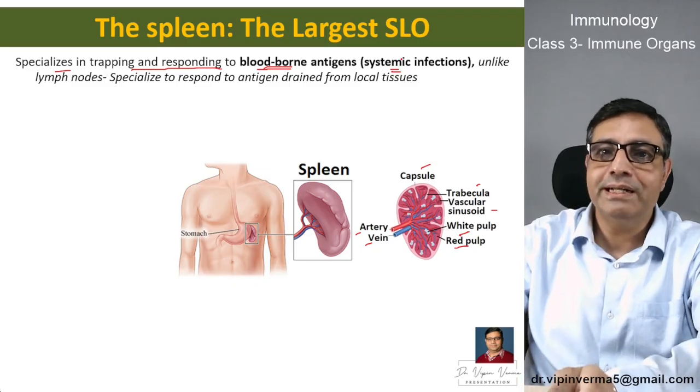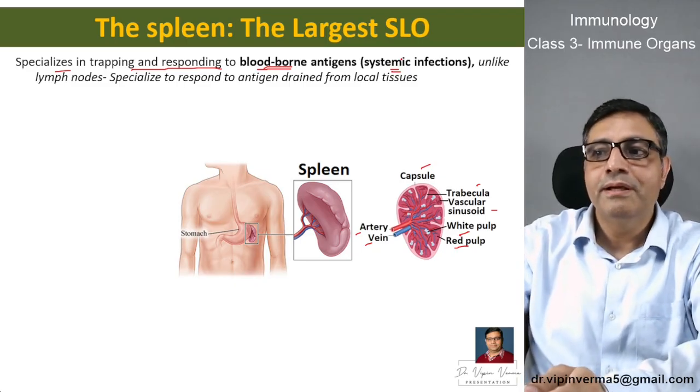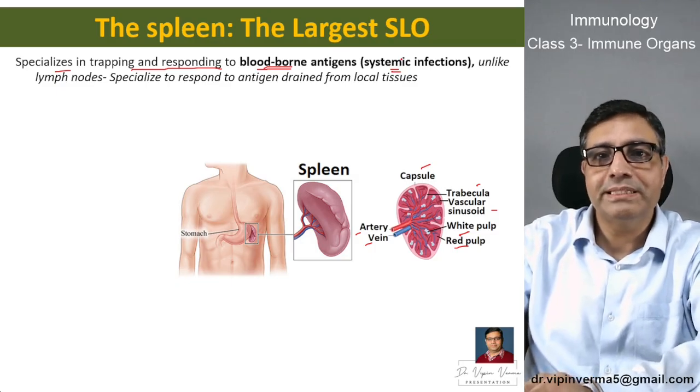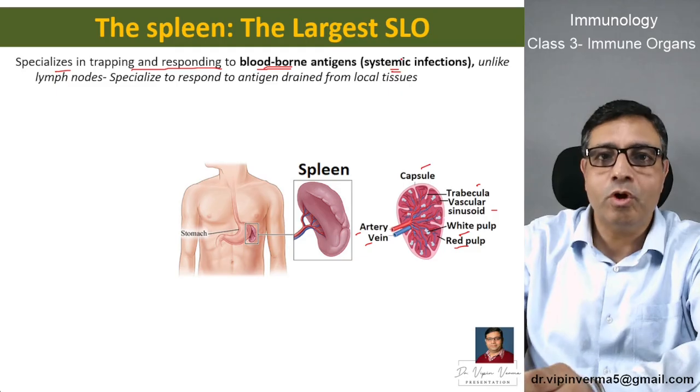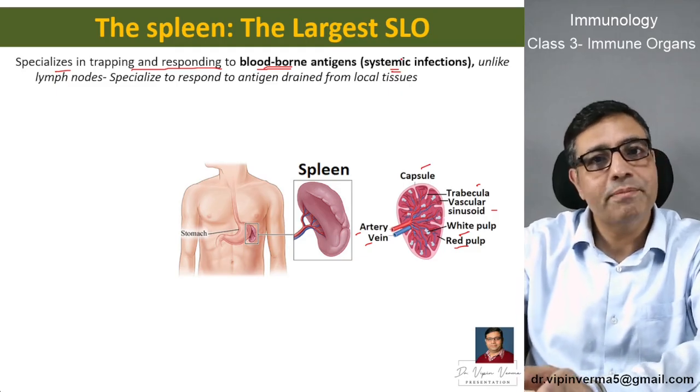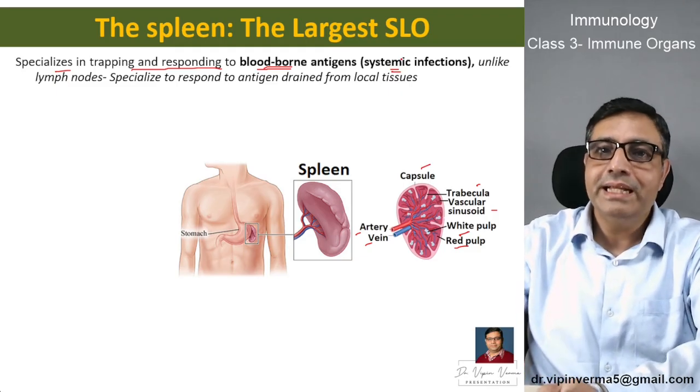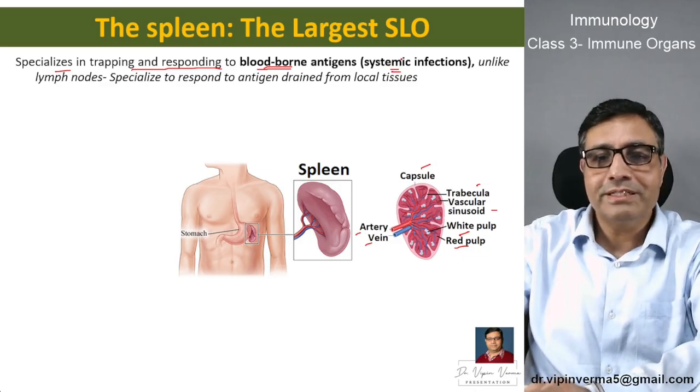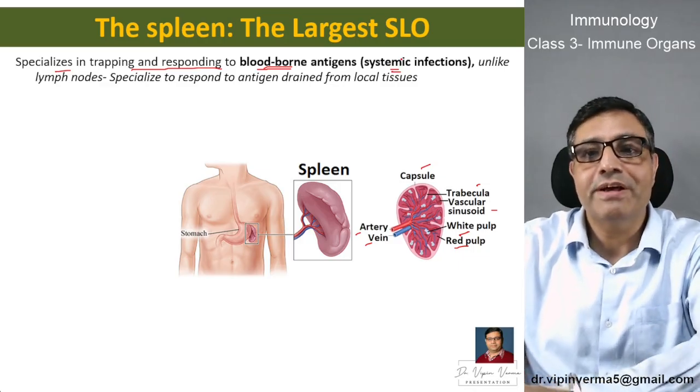It may be just present in a particular tissue. For example, it may be present in just the kidneys, or in the liver, or in the stomach, or in the throat, or in the lung. It may be localized, not systemic. But when it is present in the blood vascular system, then it becomes a systemic infection.